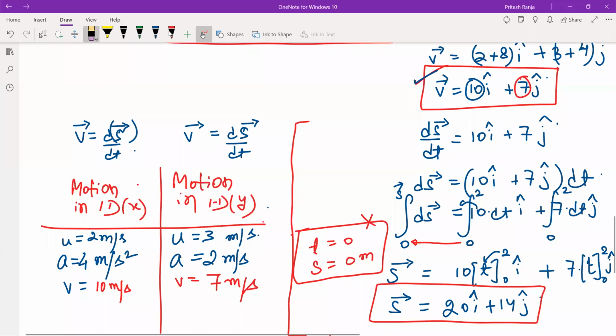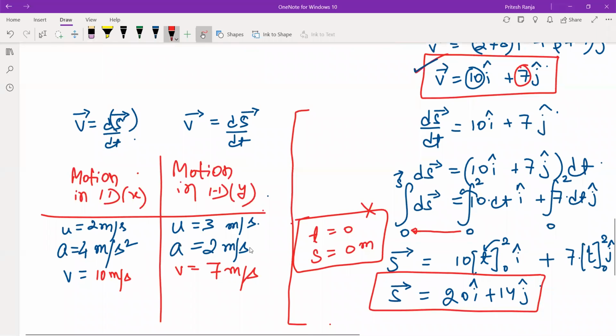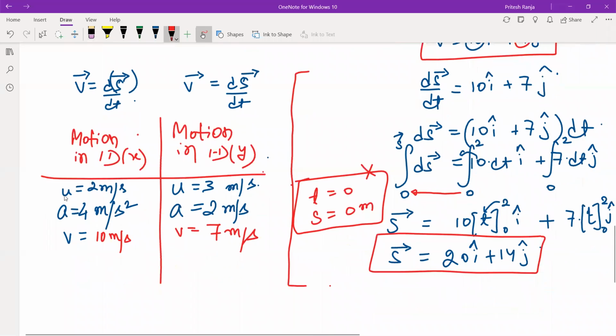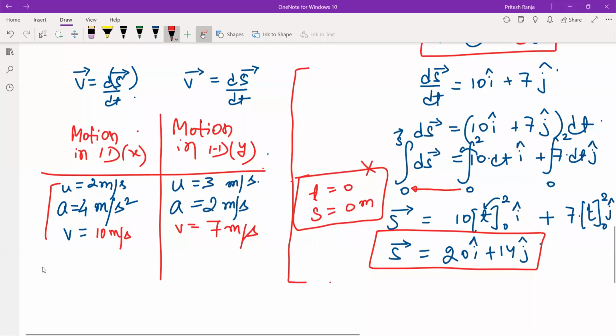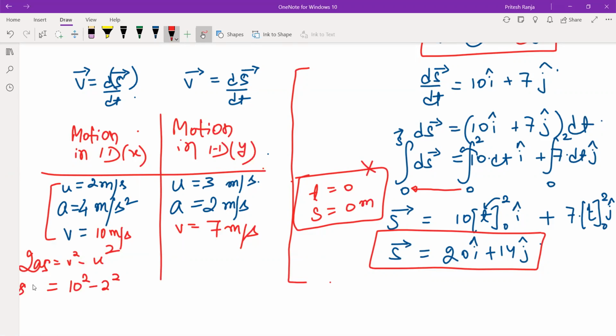Now we have to find out the displacement. So we can use 2as is equal to v square minus u square. तो इससे जो s मिलेगा वो displacement होगा along x. So let us find it first. So v squared 10 squared minus 2 squared equals to 2 into 4 8s. So here s will be 100 minus 4, 96 by 8, 12.